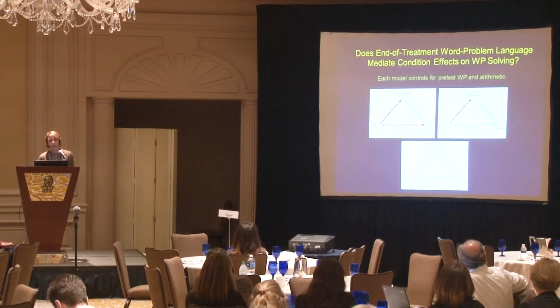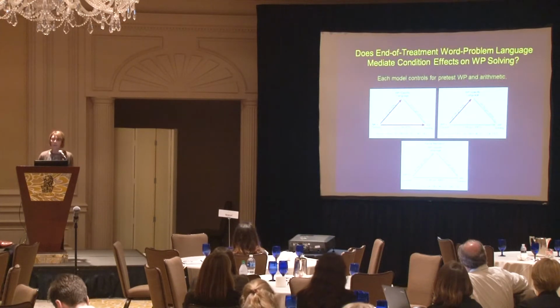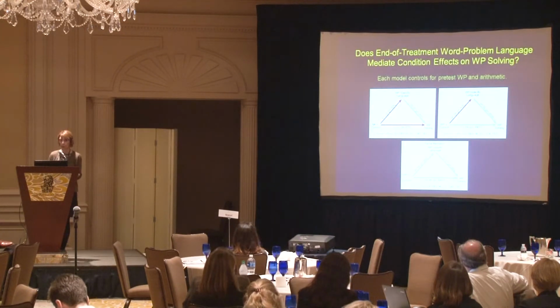We also ask whether end-of-treatment word problem language mediates the condition effects on word problem solving. Each model controls for pretest word problem skill and arithmetic skill. So the left-hand triangle shows you the model for number knowledge versus control group. The next triangle, word problem intervention versus the control group. And then at the bottom, the word problem plus language condition versus control group.